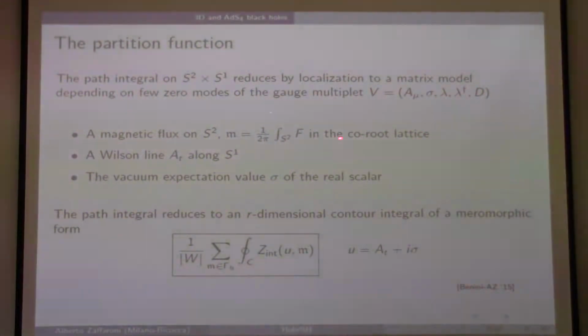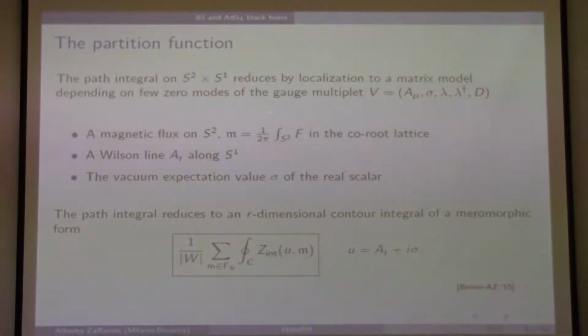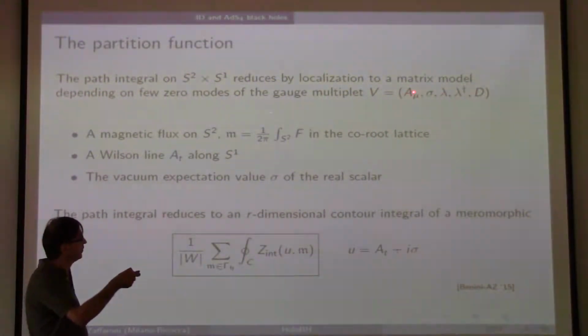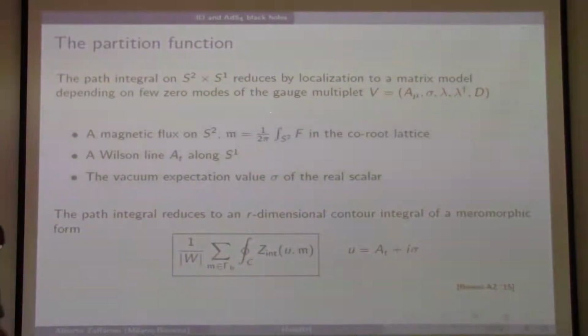So essentially, localization tells you that the BPS locus is given by specifying an arbitrary value for sigma, so the scalar can have an arbitrary value. Since you have an S1, it's natural to expect that also the Wilson line, the expectation value of A_t along the S1, can have an arbitrary value, and this is the case. So these two, A_t and sigma, can have an arbitrary value.